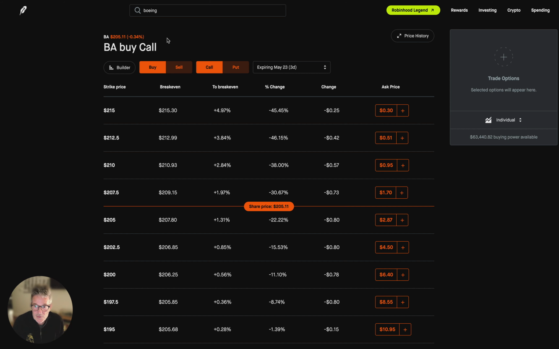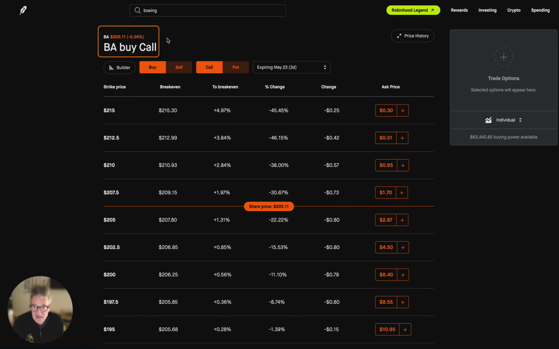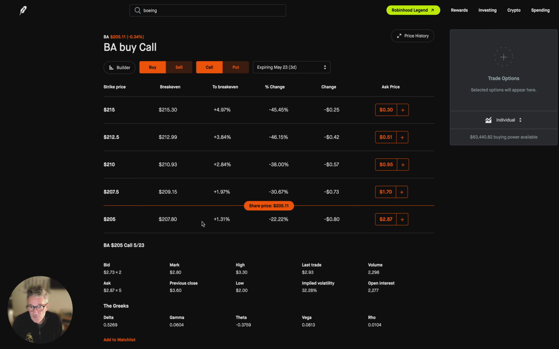We're in Robinhood and looking at the Boeing options chain. You can see the Boeing current price, 205.11. We can select an expiration date for our trade. Let's stay with May 23rd. We can look for the closest price to the current price in the options chain, which is 205. And if we expand the row, we can see the bid-ask spread.